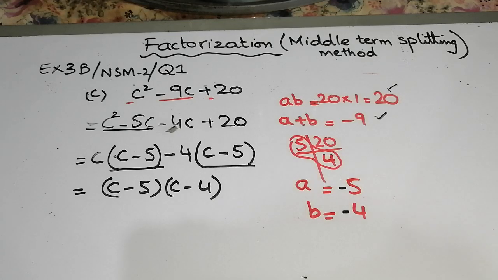There is another hint, by the way, I want to give you. Sometimes in the question, in the first step there can be a common taken out. If that is the possibility, you should take the common in the first step before splitting the middle term, so that your numbers are not very big.